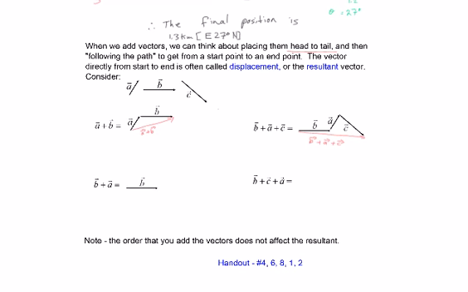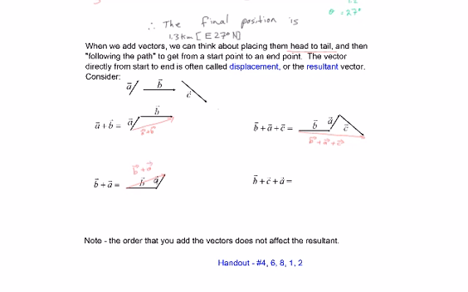Now for B plus A, we start with B, and then we take A and we tack it onto the end of B. And you'll notice the vector is exactly the same. Take a look at that. Draw the resultant vector, and you'll notice that the resultant vector for A plus B is the same as B plus A. So it doesn't really matter which order you do the addition. It's actually commutative. That's what we call it.